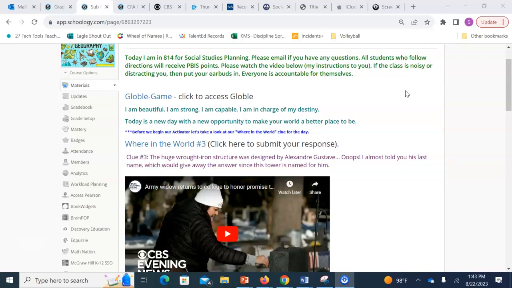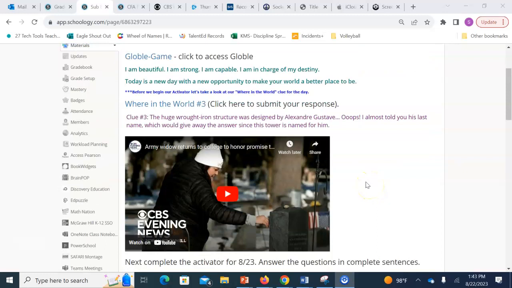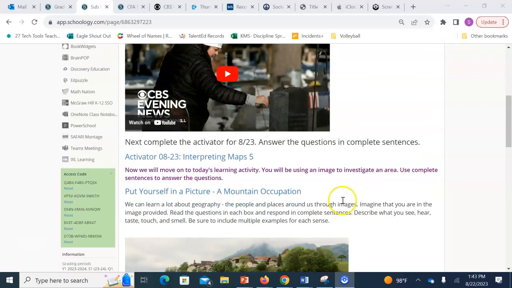Clue number 3. The huge wrought iron structure was designed by André Gustave. Oops! I almost told you his last name, which would give away the answer since this tower is named for him. All right, so that's a big clue today. Take a moment to watch our story for today, where the Army widow goes to college in honor of her husband.